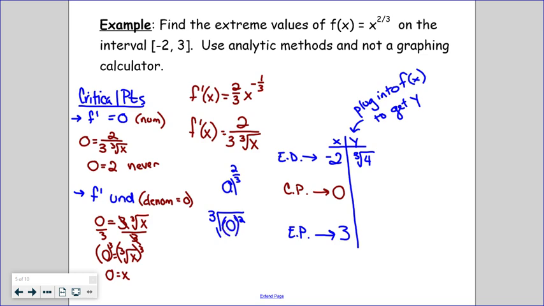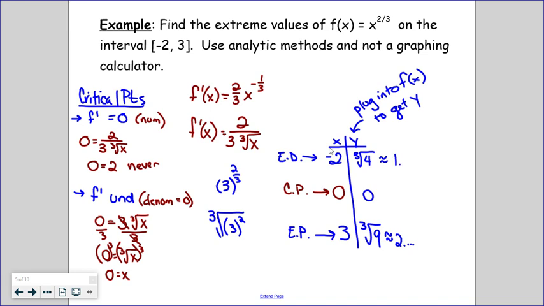Okay, well that's going to be 0. Do the same thing with 3. And that's going to end up being 9. Cube root of 9. Something a little bit bigger than 2, right? Because the cube root of 8 would be 2, so the cube root of 9's got to be slightly bigger than that. I don't know, 2 point something. And this would be less than 2, 1 point something, right?